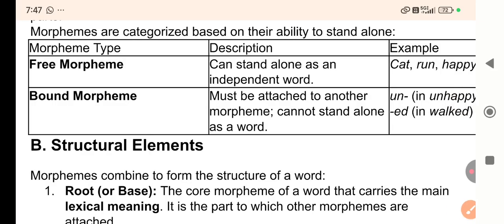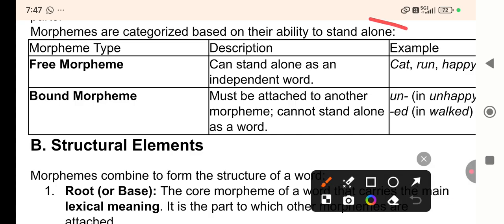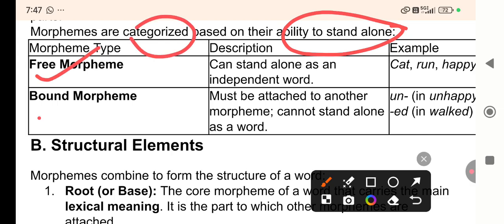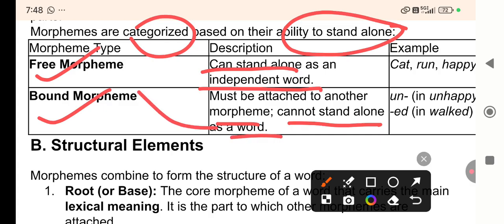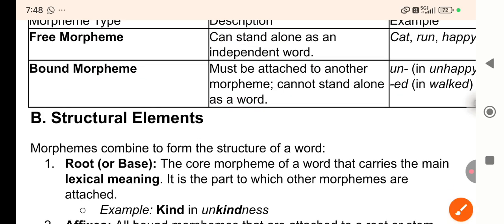Morphemes can be categorized based on their ability to stand alone, whether they can stand alone or not. This way morphemes are categorized into two: free morphemes and bound morphemes. Free morphemes can stand alone because they are independent, and bound morphemes must be attached to another morpheme because they cannot stand alone. For example, cat, run, happy can stand alone. But un and ed cannot stand alone. They must be attached to another morpheme, a root or base morpheme. Then only they can stand. So these are the two categories.